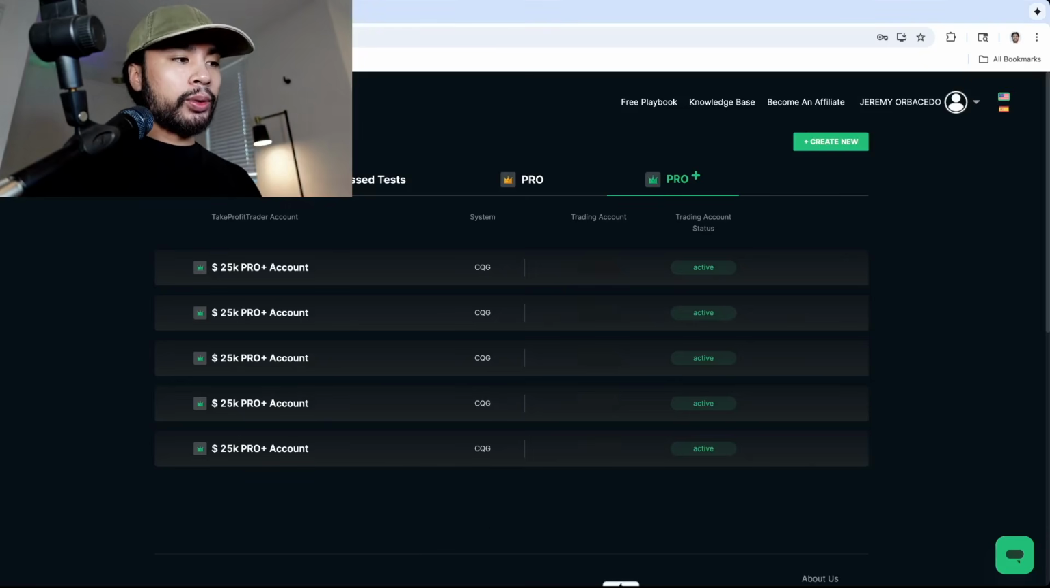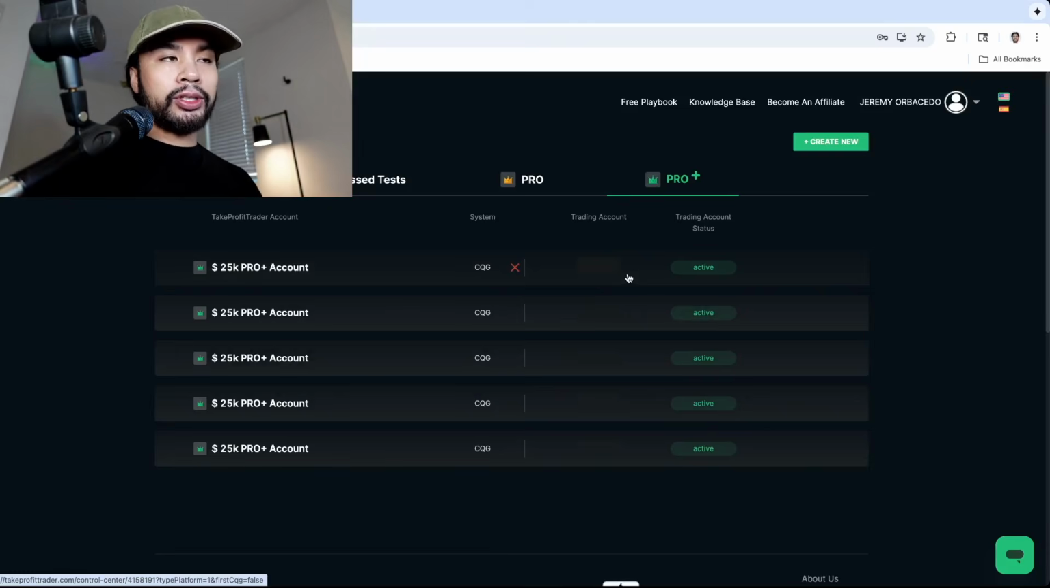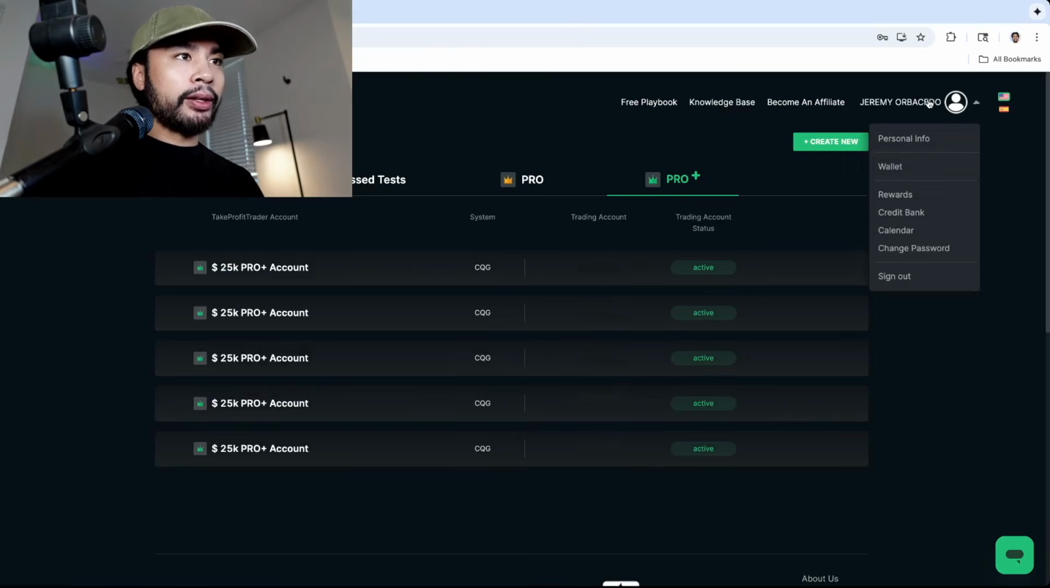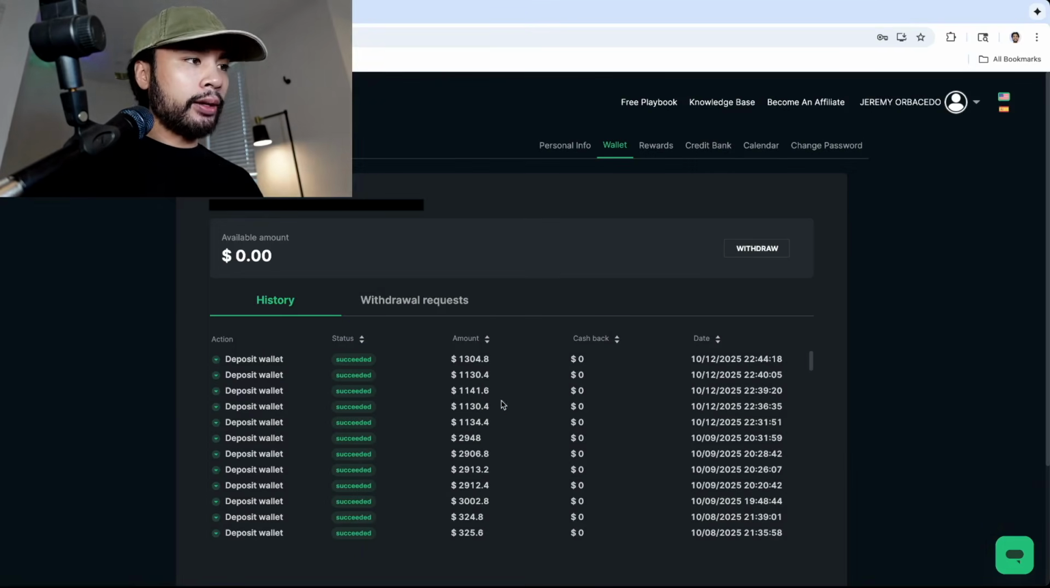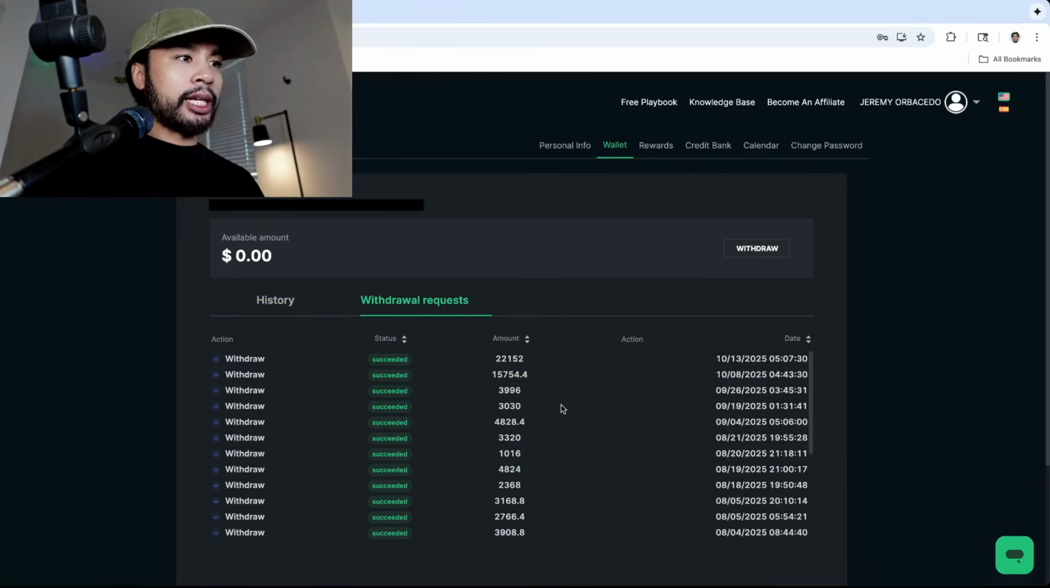So today I'm going to cover my first day trading on Pro Plus accounts and also go over the charts a little bit. But this is what the Pro Plus dashboard looks like. And first off, my name is Jeremy. I'm a full-time day trader and I do have a track record of getting payouts with Take Profit Trader. But let's go look at the charts.